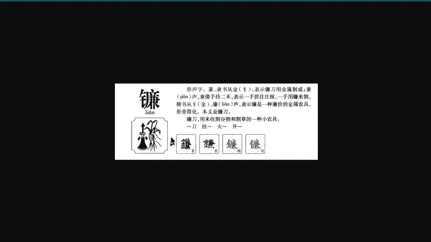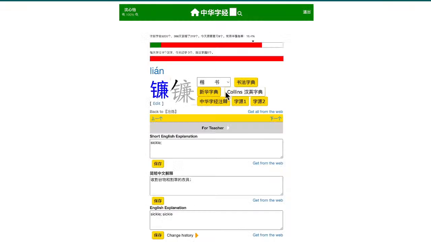So this is a pictorial character. It's basically a picture of how this tool gets used. So this is lian. Next one.